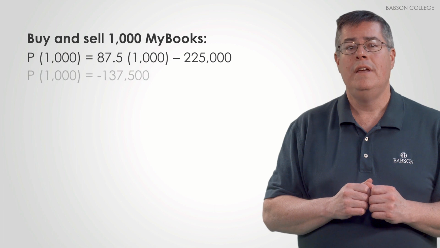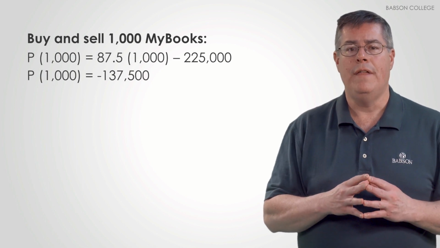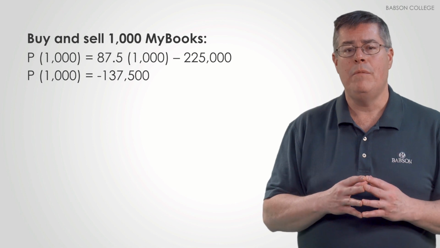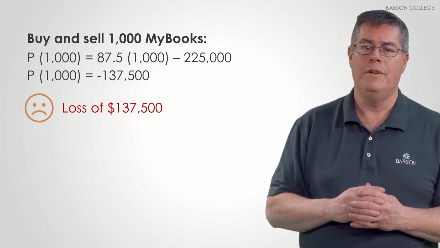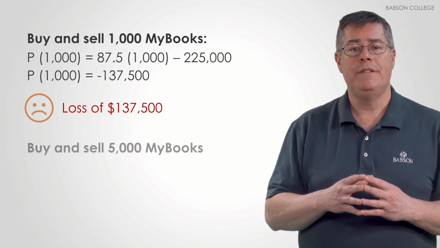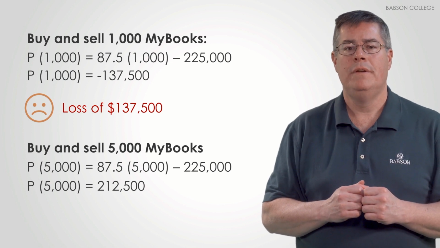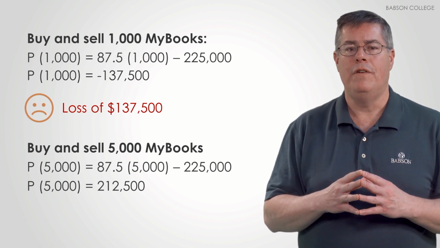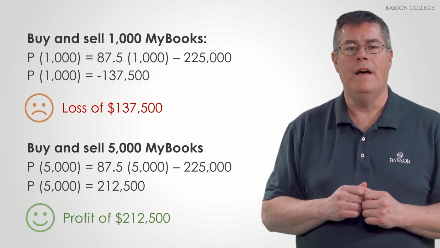First, what is the profit or loss if we buy and sell 1,000 MyBooks? Here we plug in 1,000 for X, and we see that we result in a loss of $137,500. Second, what is the profit or loss if we buy and sell 5,000 MyBooks? By plugging 5,000 in for X, that results in a tidy profit of $212,500.